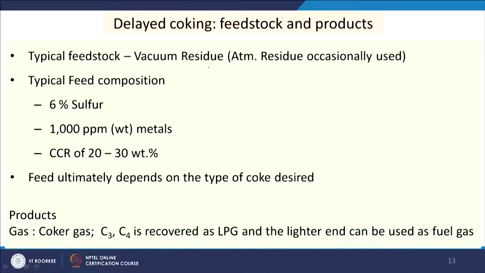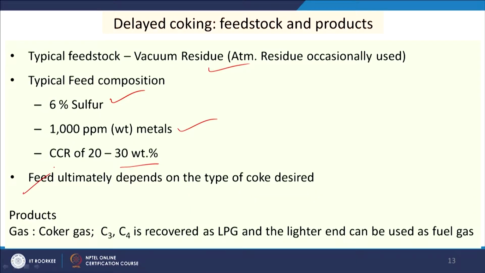And we see what are the typical feedstocks for this vacuum residue delayed coking. So, for delayed coking, the typical feedstock is vacuum residue. Atmospheric residue can also be used in some cases, and typical feed composition, if we see, contains 6% sulfur and 1000 ppm metals and CCR 20 to 30%. The CCR, Conradson carbon residue, higher the CCR value, obviously we will get higher coke. And what type of feed we will use, that will influence the product quality.